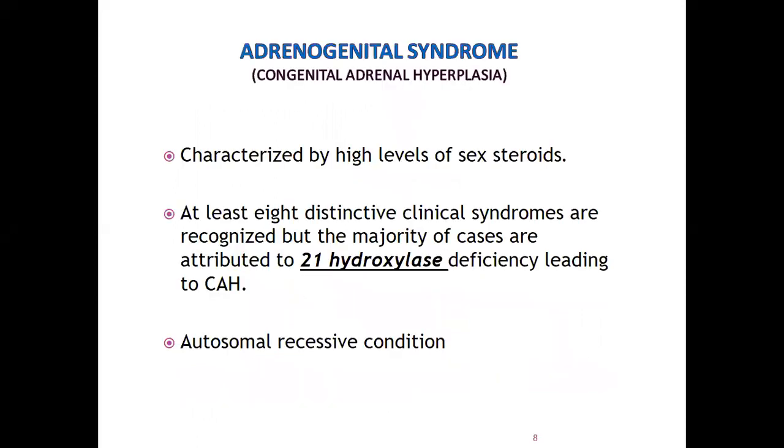Adrenogenital syndrome or congenital adrenal hyperplasia is characterized by high levels of sex steroids. At least 8 distinct clinical syndromes are recognized, but the majority of cases are attributed to 21 hydroxylase deficiency leading to CAH. It is an autosomal recessive condition. It is a rare disorder occurring in about 1 in 15,000 or 1 in 10,000, but we do see cases of CAH.